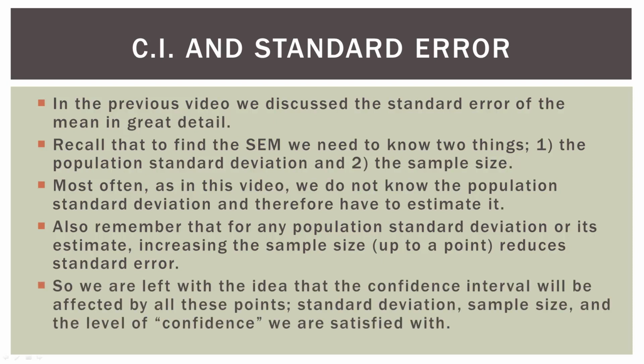So we're left with the idea that the confidence interval will be affected by all of these concepts: the standard deviation of the population, the sample size we are taking, and the level of confidence we are satisfied with. And that's sort of the plus or minus, okay? So I always want you to keep these 3 things in your mind: the overall standard deviation of the population, the sample size we're working with, and the level of confidence we are satisfied with for the mean we are estimating.